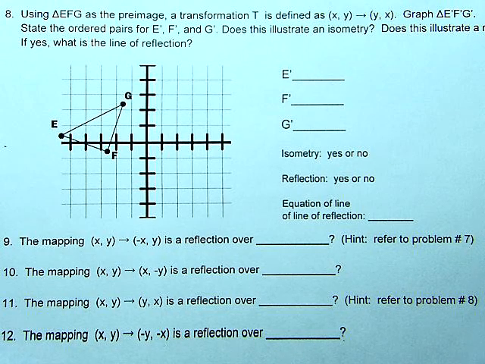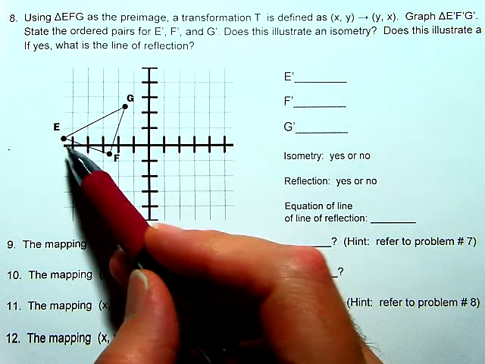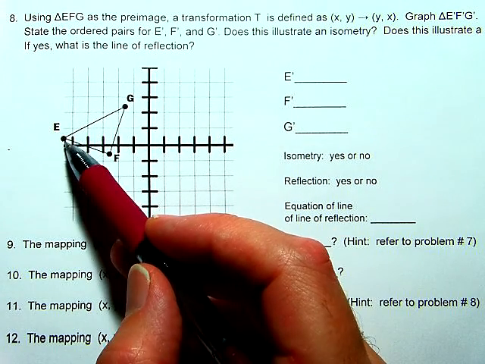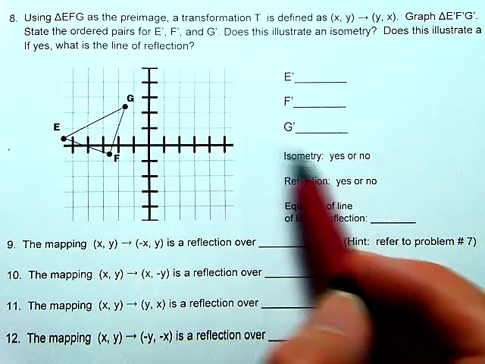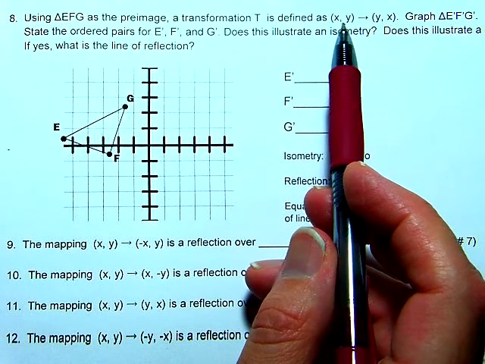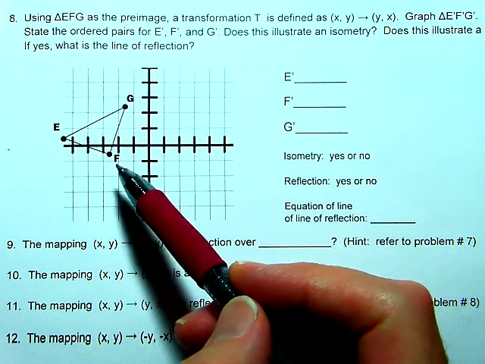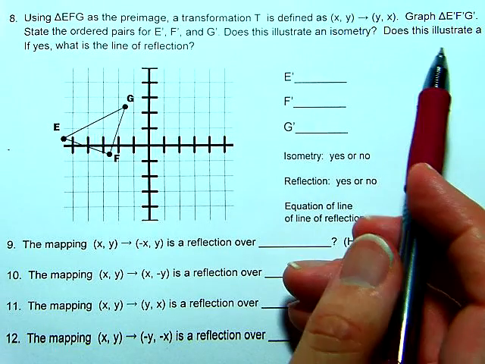So in problem 8, we've got a very similar question as in problem 7. We're given again a triangle as a preimage. In this case, it's triangle EFG. The transformation is defined as going from x comma y to y comma x. So it's a different transformation, a different triangle, but solved very similar.